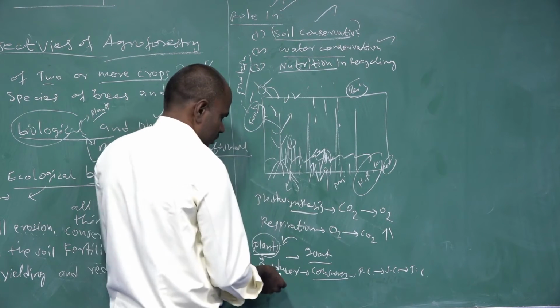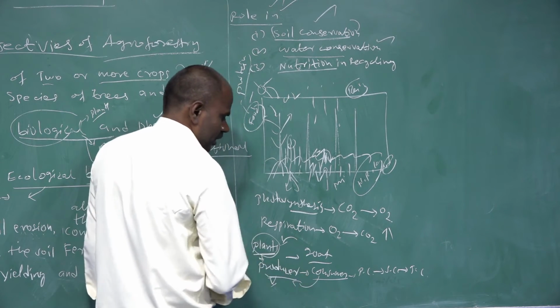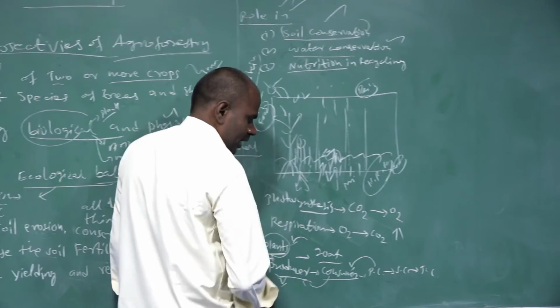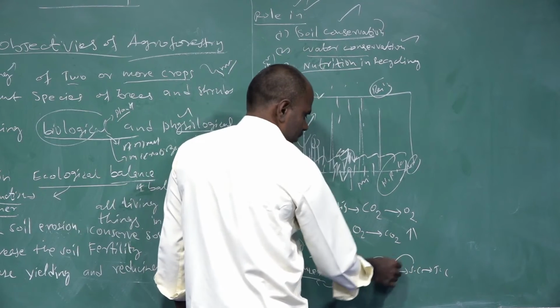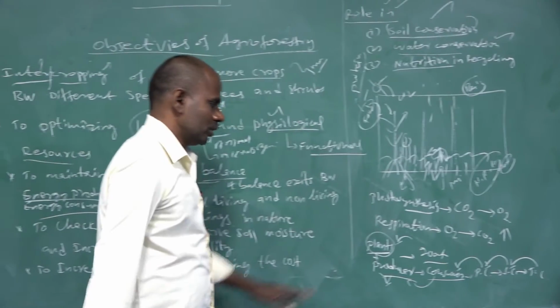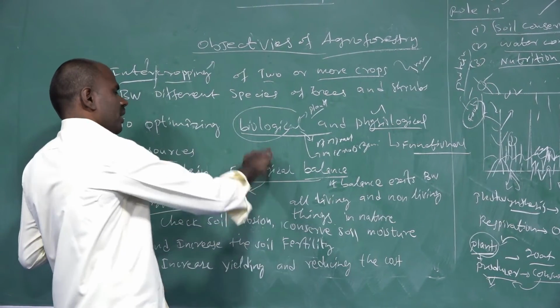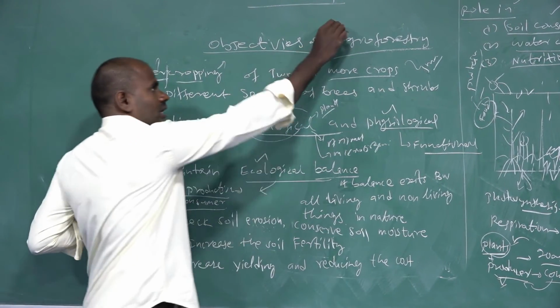The producer is the first, the green plants. The primary consumer is eaten by this only, the secondary consumer eats only the primary consumer, and the tertiary consumer eats only the secondary consumer. This is the equivalence of the balance of nature in the atmosphere, to maintain the ecological balance in agroforestry culture programs.